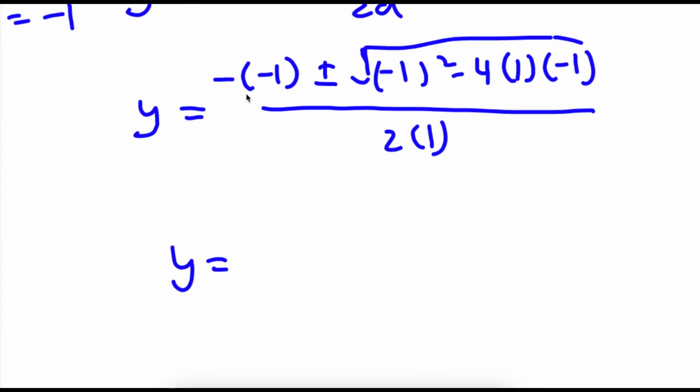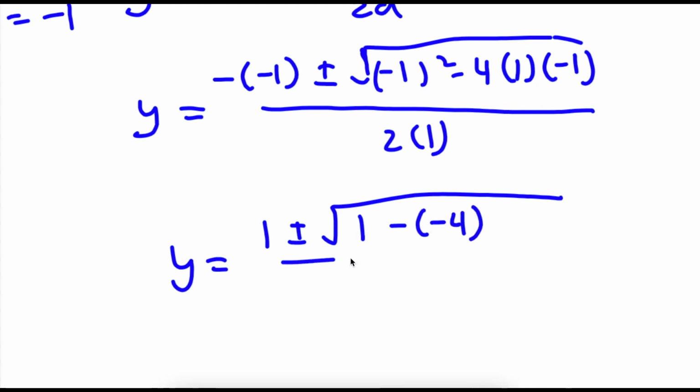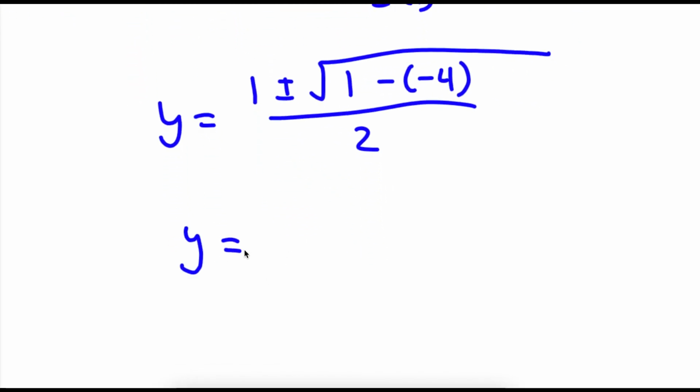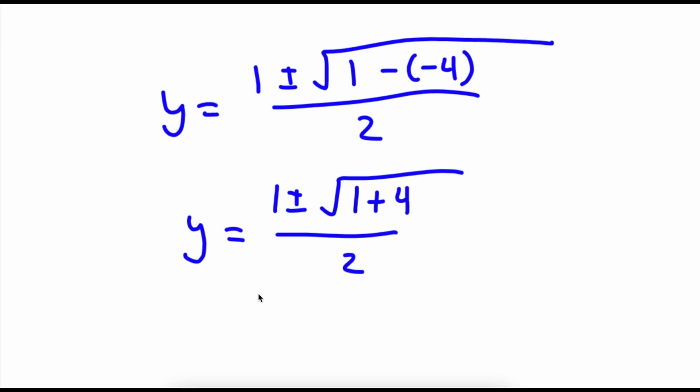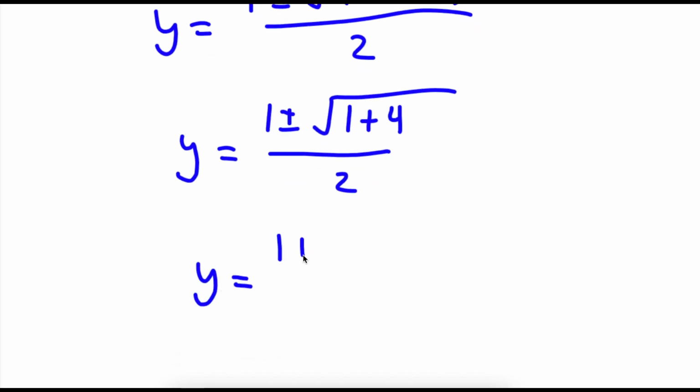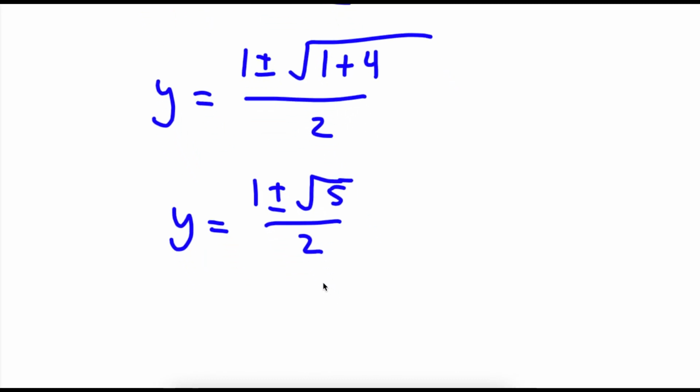Now I have y is equal to negative of negative 1 is positive 1. So I have positive 1 plus or minus the square root of negative 1 squared is positive 1, minus 4 times 1 is 4, 4 times negative 1 is negative 4, all over 2 times 1, which is 2. Now I have y is equal to 1 plus or minus the square root of 1 minus of minus 4 is plus 4, so 1 plus 4, over 2. Now y is equal to 1 plus or minus the square root of 1 plus 4 is 5, over 2.